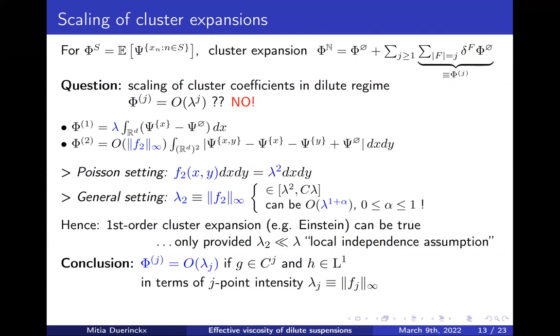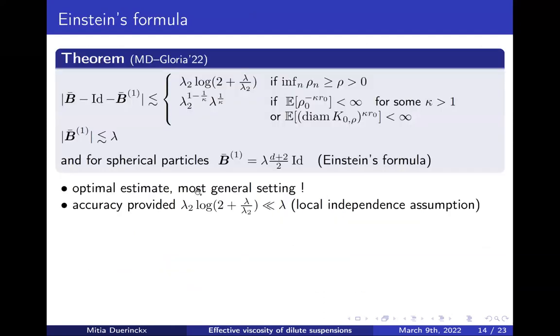So now I can state our result on Einstein's formula, with the optimal error estimate. This is the form of it. So b bar is like 1 plus the first cluster, the cluster of order 1. So b bar 1, we can actually make sense of this. It was given by a divergent series. In fact, we can make it convergent. I will explain how in a moment. And this is always of order lambda, as we are expecting. In particular, for spherical particles, you can compute it explicitly. You get exactly Einstein's formula.